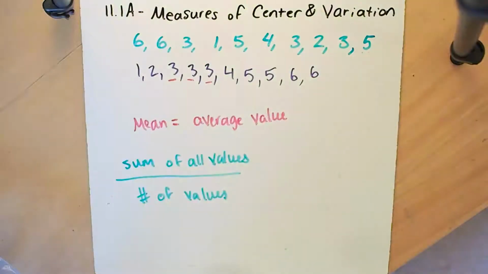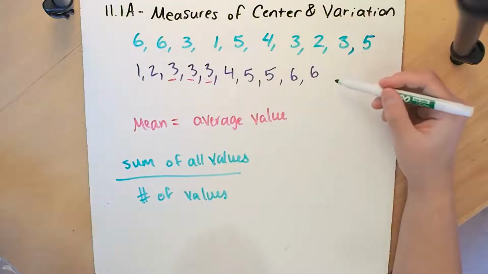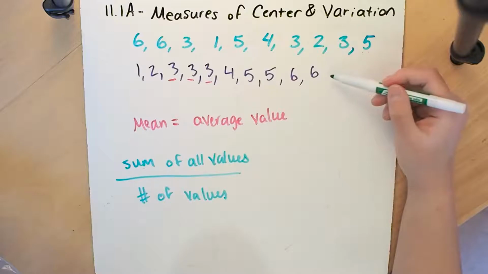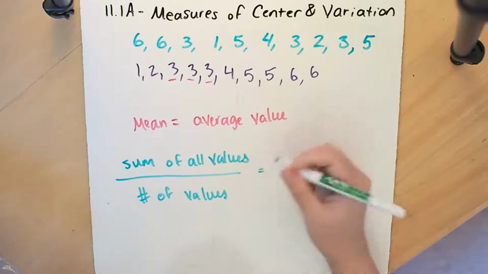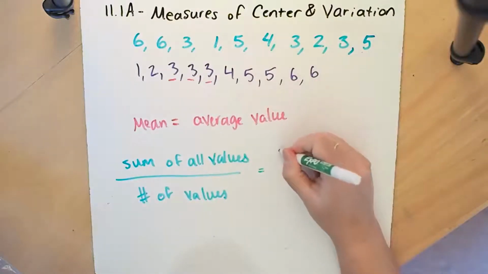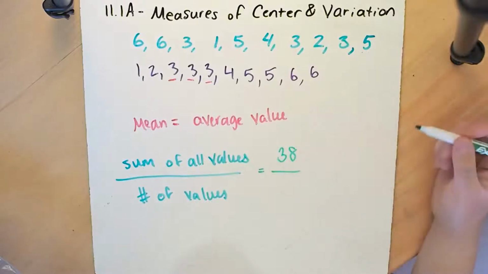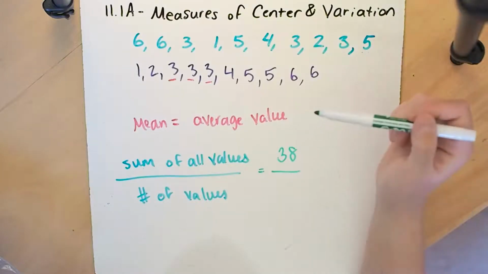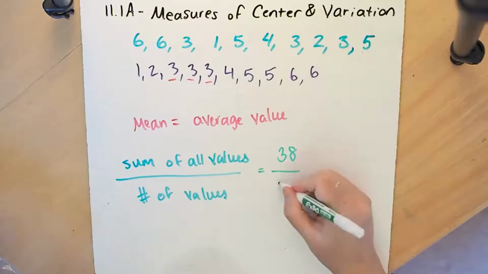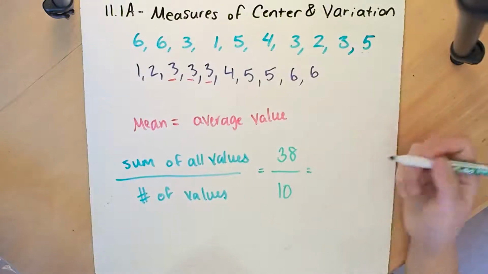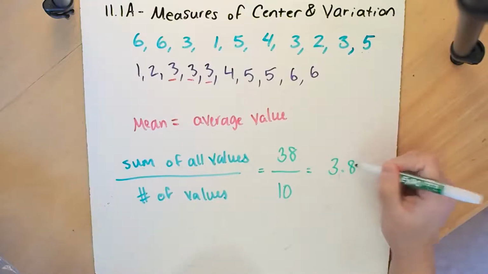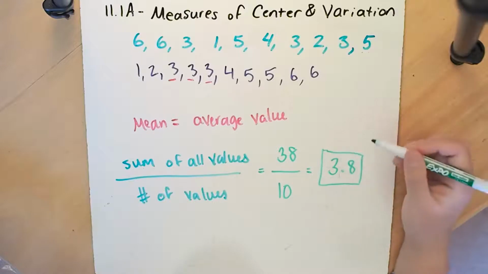When we talk about the mean of a data set, we're talking about the average value. So when we find the mean of a data set, we sum up all of the values together. So in this case, all of these numbers added together becomes 38, and we divide it by the total amount of values. This data set has 10 recorded values, so we put that number on the bottom, and we divide the top by the bottom to get 3.8. This shows us that our average value is 3.8.